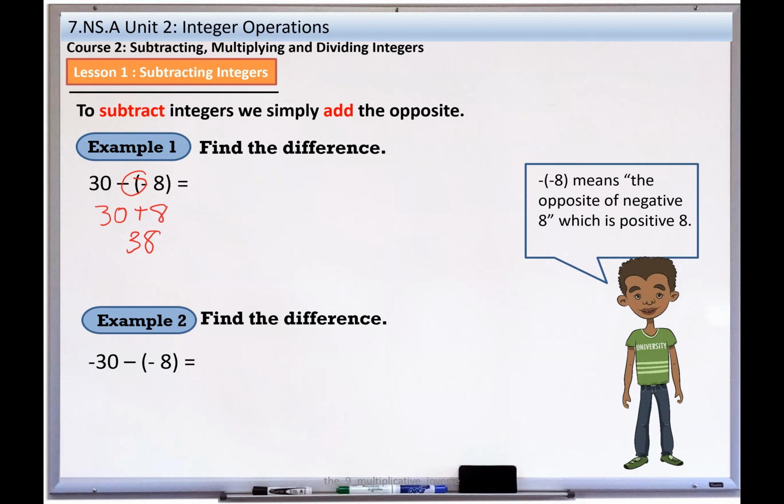Let's do a similar one. So now we have negative 30 minus negative 8. Well, this minus negative 8 really means, what's the opposite of negative 8, which is plus 8? So now we have negative 30 plus 8. Our signs are different, so we take the difference. We know our answer is negative because we're more negative here. The difference is 22, so our answer must be negative 22. So we're just adding the opposite, because that negative sign in front of a number means take the opposite.